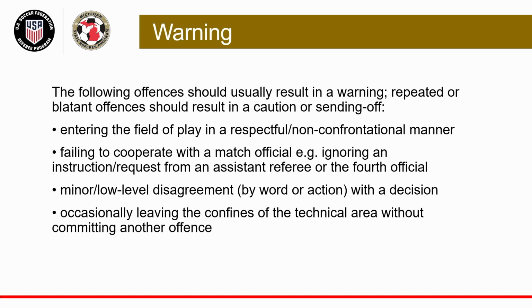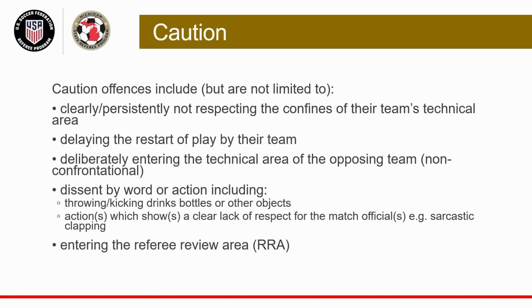So here's the list of warning. And now let's talk about cautions. The list is a little larger than warning. Caution offenses include, but are not limited to, clearly and or persistently not respecting the confines of their team's technical area, delaying the restart of play by their team, deliberately entering the technical area of the opposing team, dissent by word or action, including throwing or kicking drink bottles or other objects, or actions which show a clear lack of respect for the match official, like sarcastic clapping.